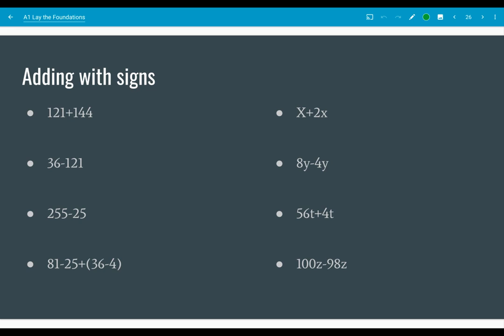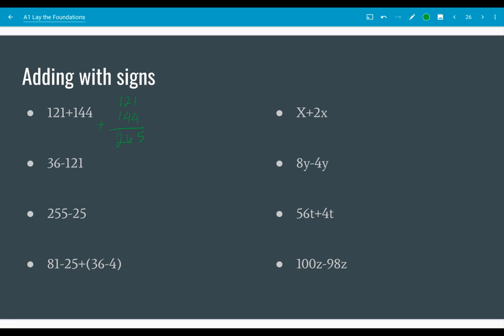Okay, adding with signs. So I will do the first 2 of these with you, and then I want you to do the other 6 in your notes. Okay, so 121 plus 144. So we're going to line them up and we're going to add. 4 and 1 is 5, 4 and 2 is 6, 1 and 1 is 2.